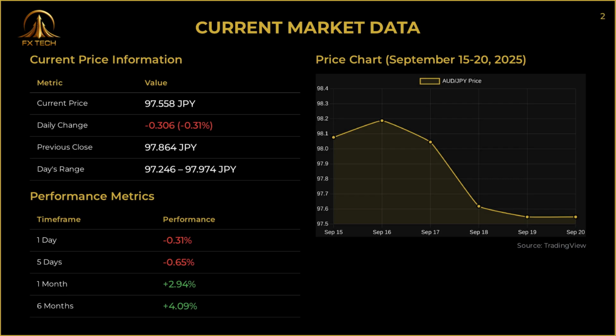The price chart on the right illustrates this recent consolidation following a period of upward momentum. What's particularly noteworthy is how the pair has maintained most of its monthly gains despite recent headwinds from central bank decisions and economic data releases. This resilience suggests underlying strength in the longer-term trend, even as short-term pressures have emerged. As we continue our analysis, we'll explore the technical indicators and fundamental factors driving these price movements.